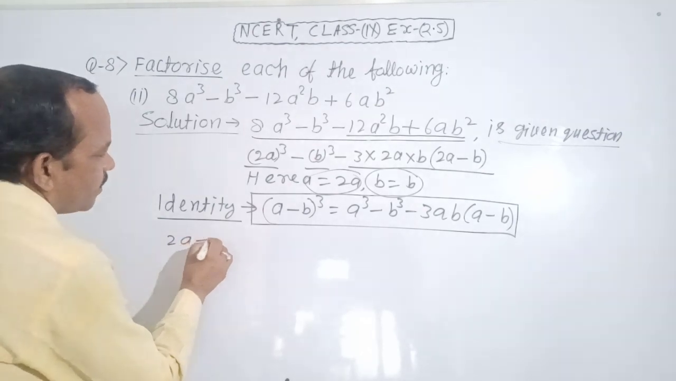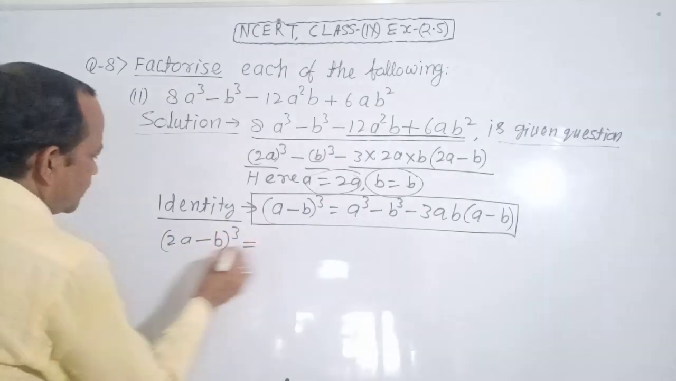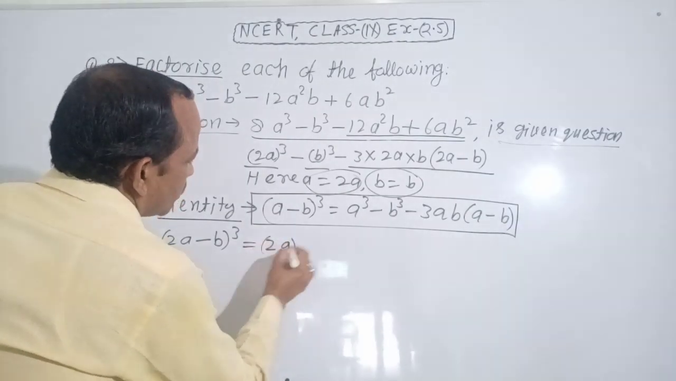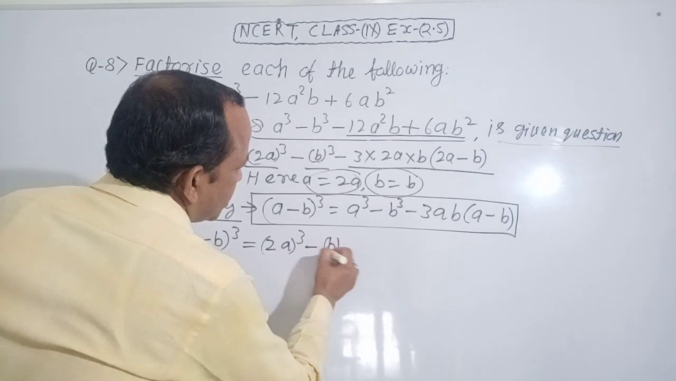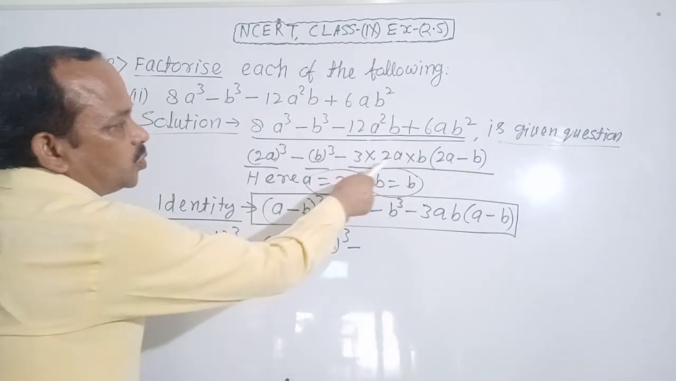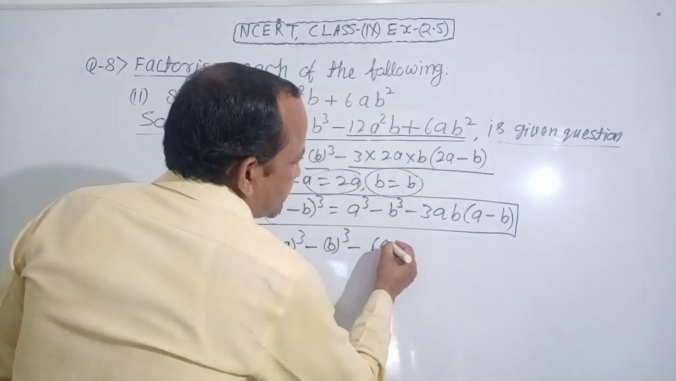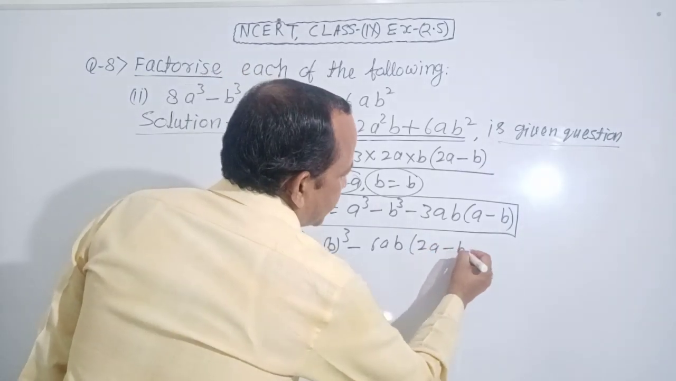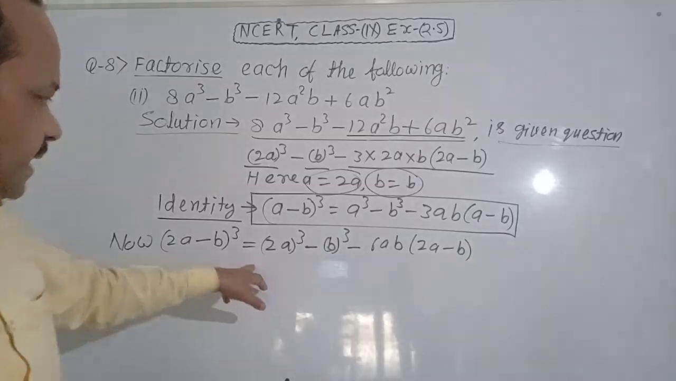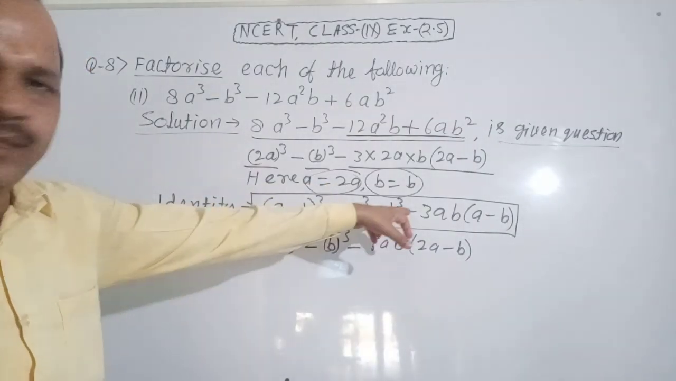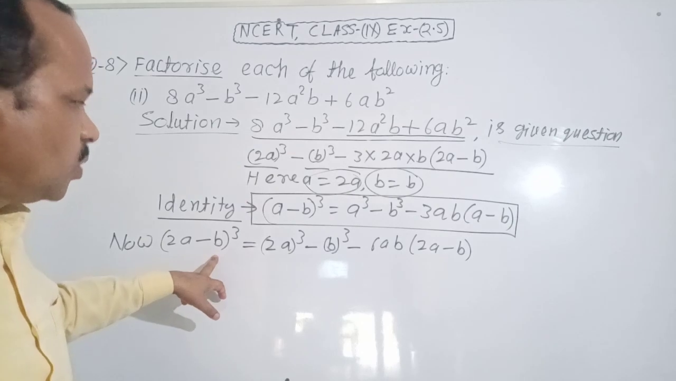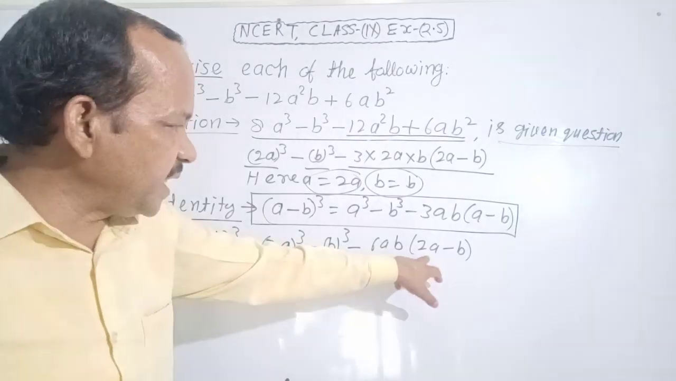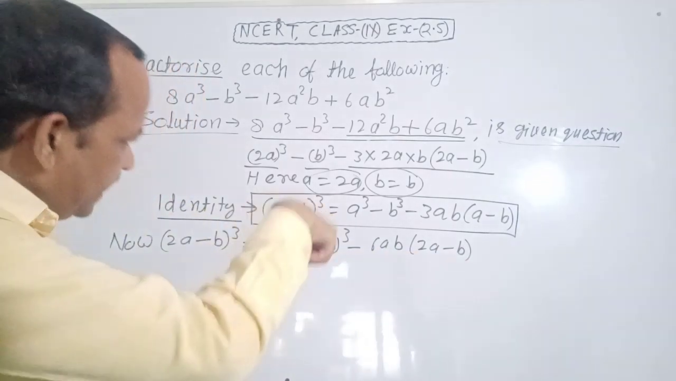You can write (2a minus b) whole cube equals (2a) whole cube minus b whole cube minus 3 times 2, that is 6ab, in brackets (2a minus b). You can write it according to the identity: (2a minus b) whole cube equals (2a) whole cube minus b whole cube minus 6ab in brackets (2a minus b).